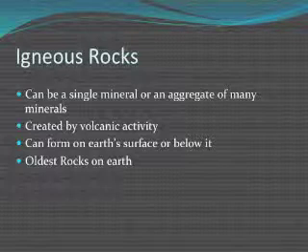Igneous rocks are created by volcanic activity, so in one way or another they came from a volcano. They could have been created at the bottom of the ocean on oceanic crust or above the ocean on Earth's crust, so it's continental crust. Those will be the lighter colored rocks, more felsic, and the ones formed underwater in the ocean, those are more mafic.